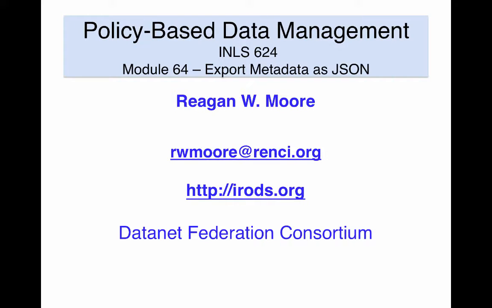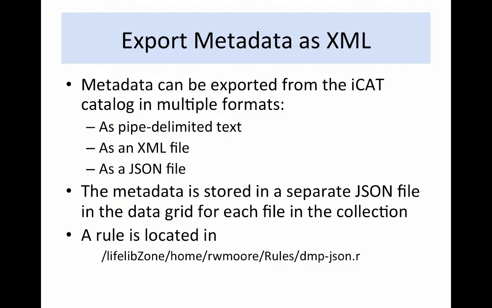Descriptive metadata can also be exported as a JSON file. A rule to export descriptive metadata as a JSON file is available in LifeLib eZone Home RW More rules: dmp-json.r. This is one of the formats that can be used to export metadata. Other formats include pipe delimited text files, an XML file, and a keyword value text file.